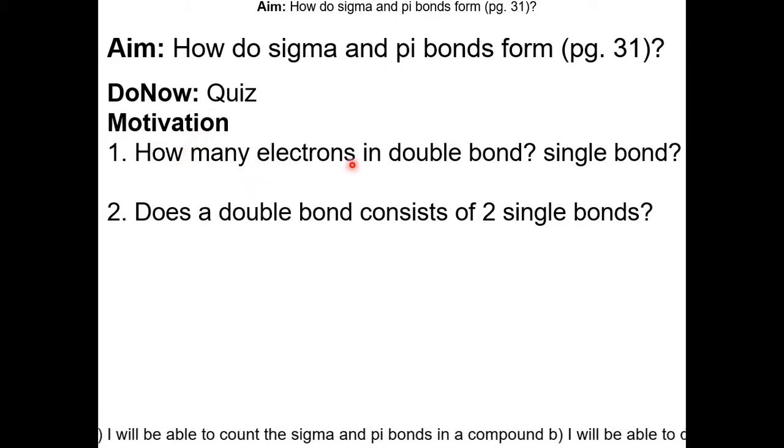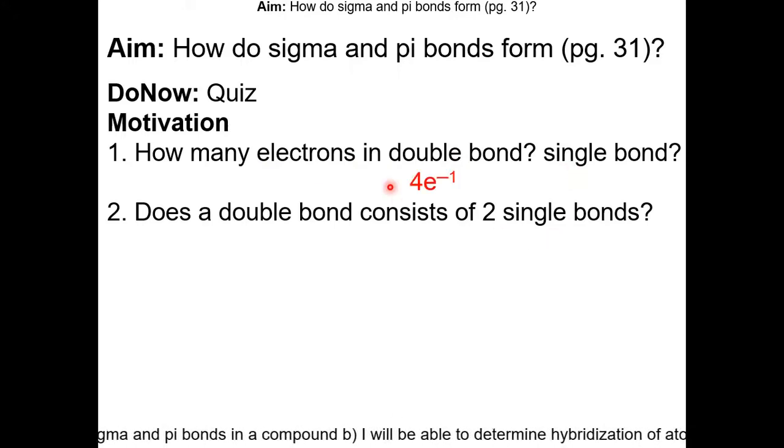Motivation: how many electrons are in a double bond? How many are in a single bond? There are 4 electrons in a double bond and 2 electrons in a single bond.